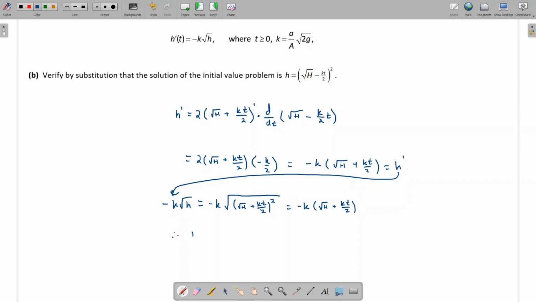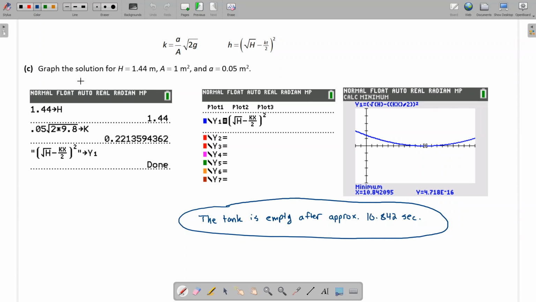So therefore, h equals the square root of the initial height minus the constant times the variable over 2, squared, is a solution. Right? It is a solution to that differential equation. Okay, part C says take that solution, the one that we just verified was a solution, and graph it for an initial height of 1.44 meters, a cross-sectional area for the tank of 1 square meter, and a hole of cross-sectional area 0.05 square meters.